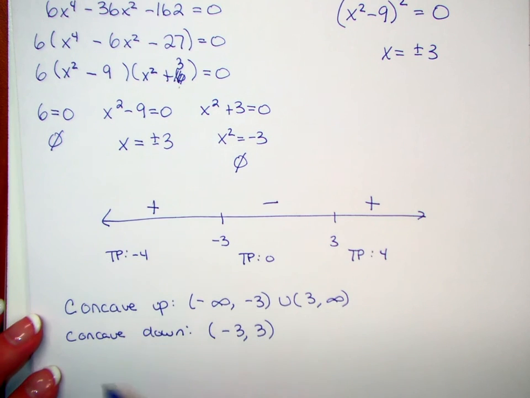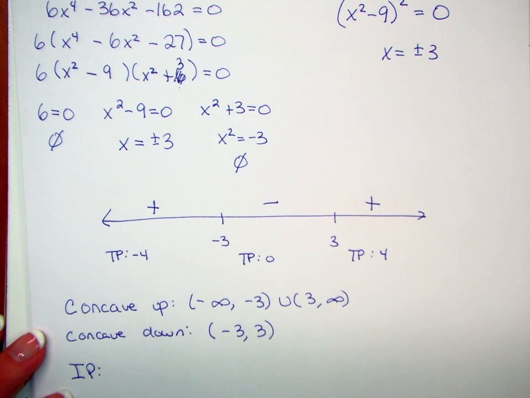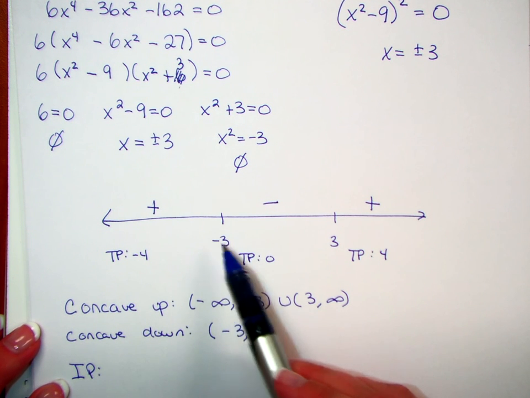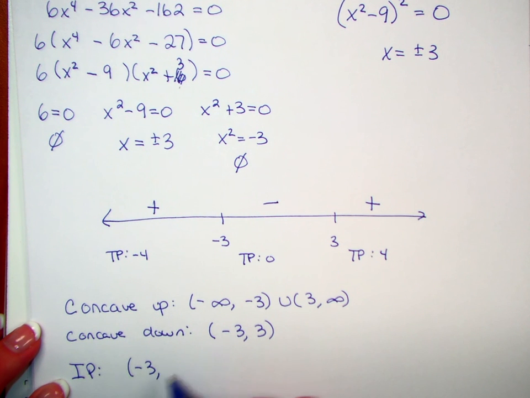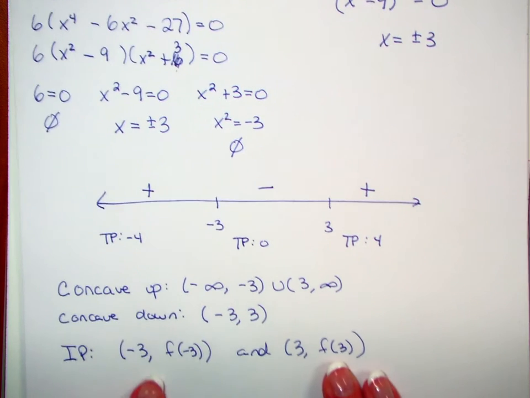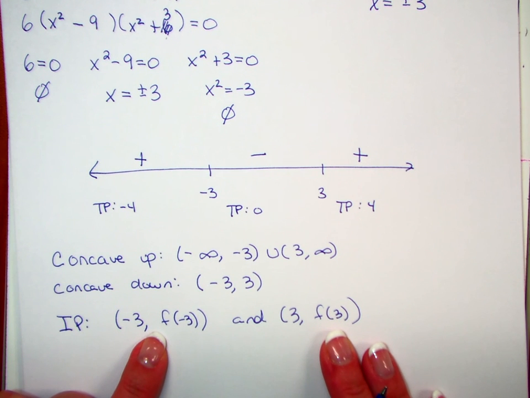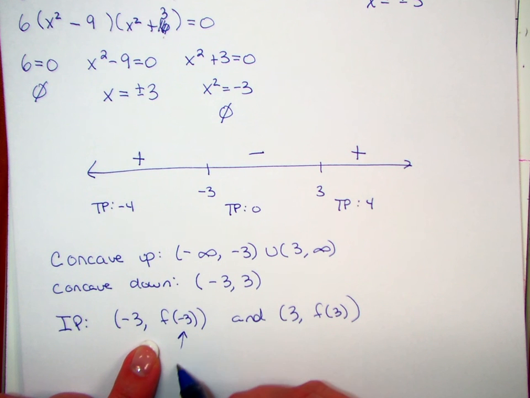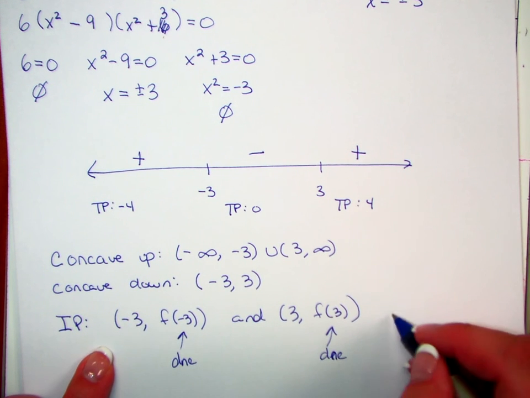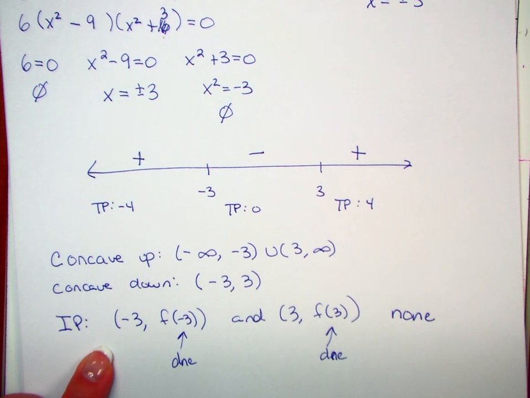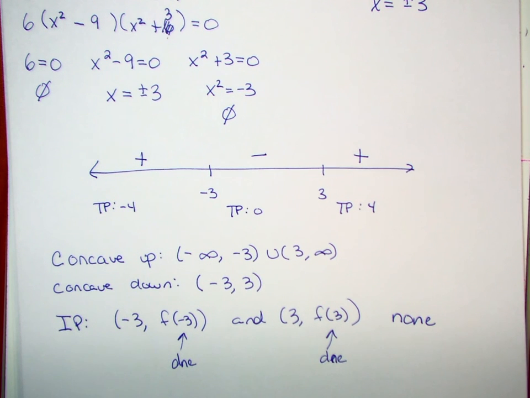Okay. Then we want to talk about the inflection points here. So inflection points occur when it changes concavity, right? So it is changing concavity at both negative 3 and 3. So I'm going to do negative 3, f of negative 3, and 3 comma f of 3. But if you remember, 3 and negative 3 were the asymptotes of this function. So since this function value does not exist because it's an asymptote, there are actually no inflection points here, okay? Because the concavity is changing where the asymptotes exist.